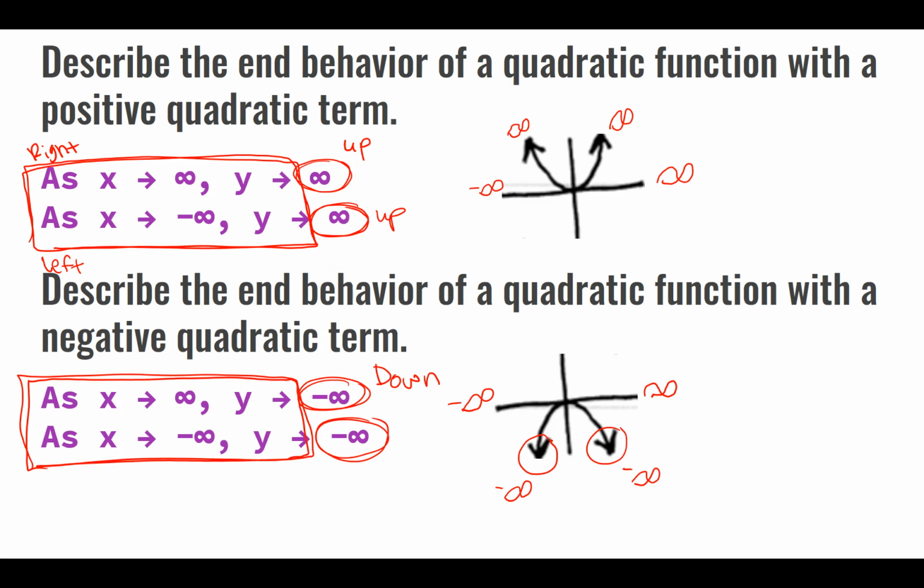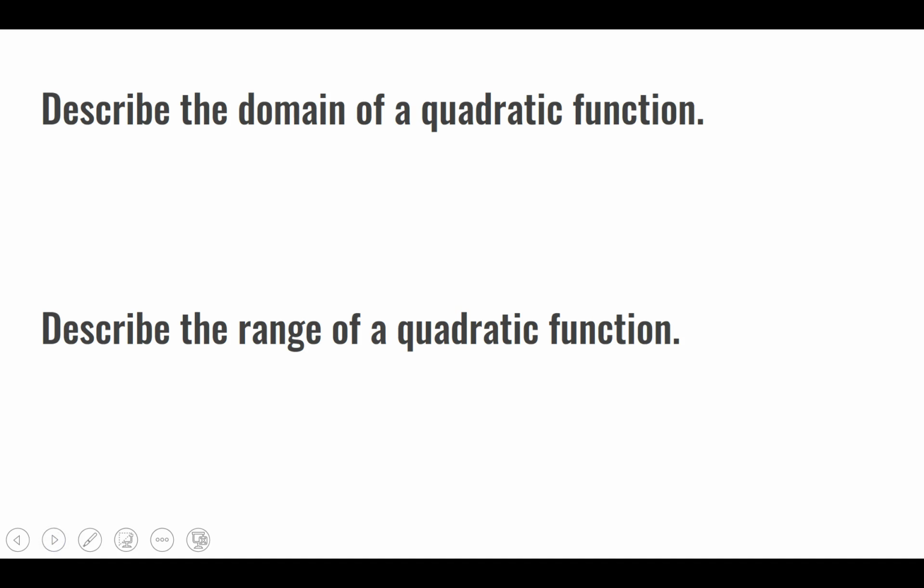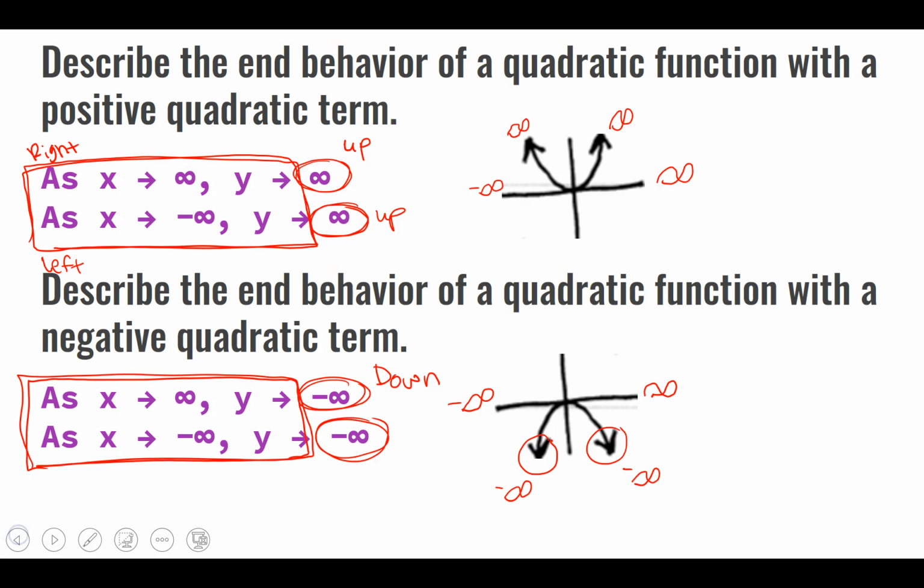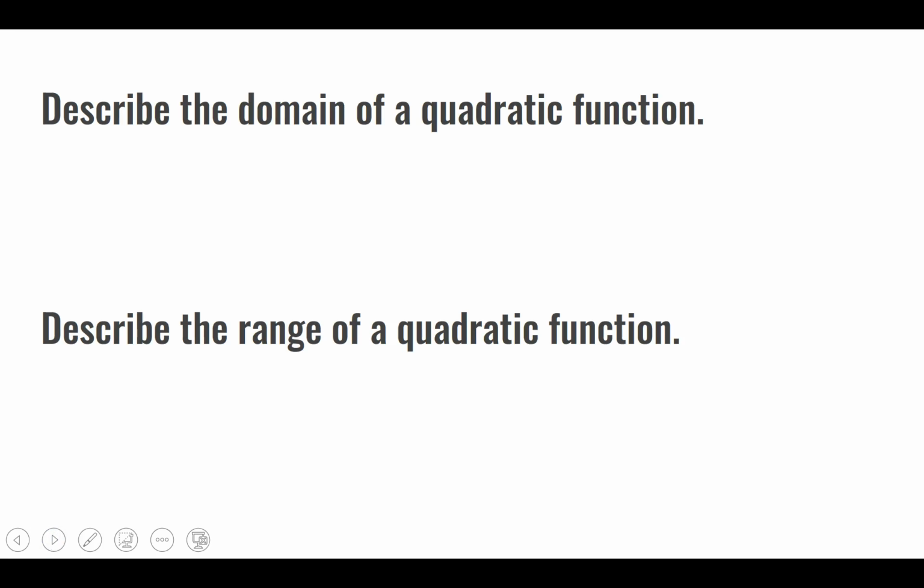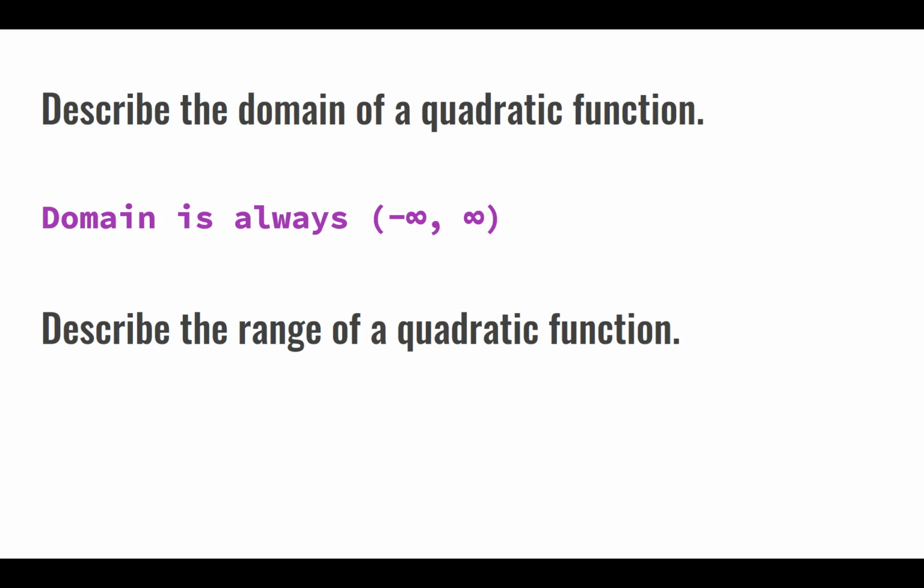All right? So that is in behavior. Now when we talk about domain and range. Remember, domain, we already talked about this, it was always negative to positive infinity because it's never going to stop left to right.